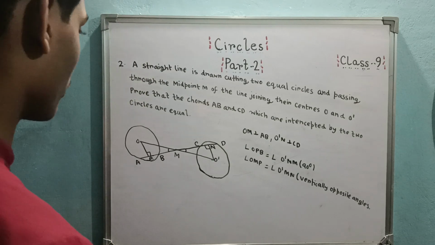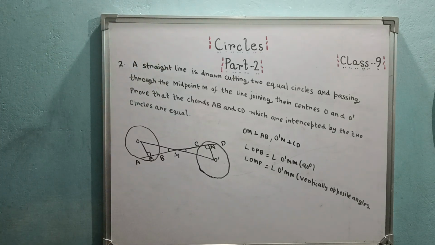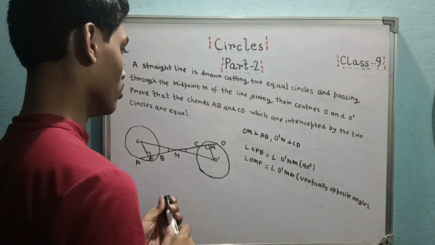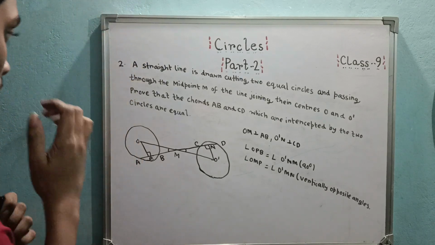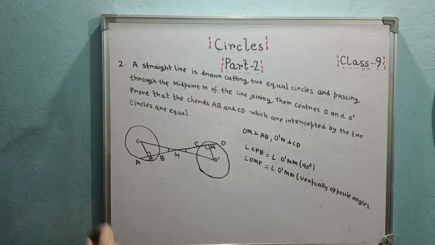So what else do we have here? Let me just see. We have just proved that two angles are equal. So we have that angle side rule. I was saying that if we can do something to prove that, it's a straight line cutting two equal circles.